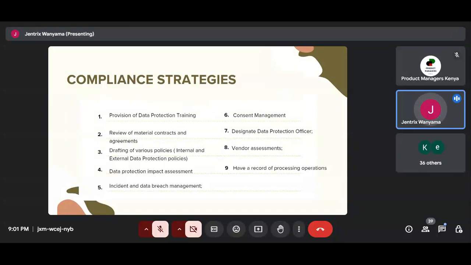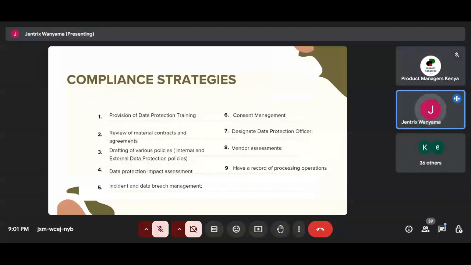When you have this at the back of your mind at all times, then you start having what I like to call data protection hygiene, in that at all levels, at any point of the product life cycle, the user's data or the data subject's data is really respected and protected.